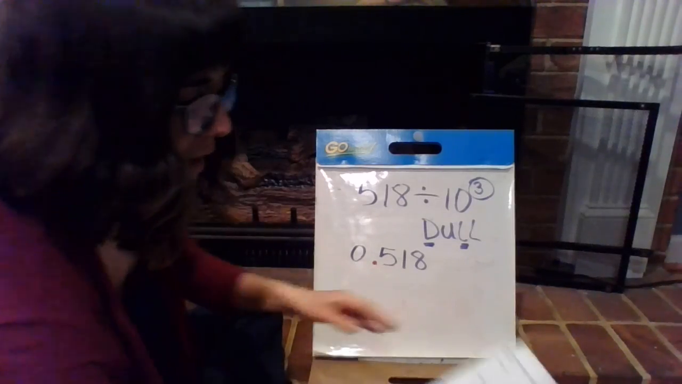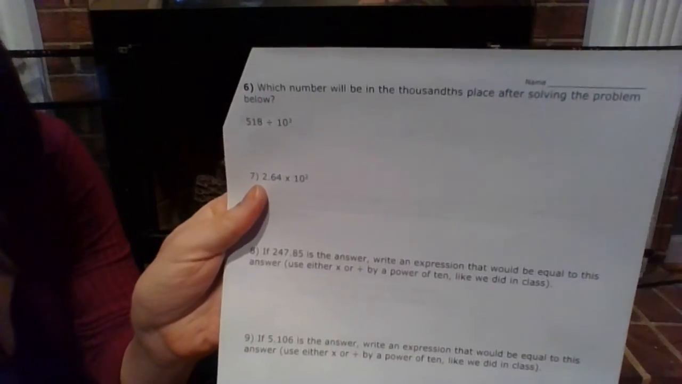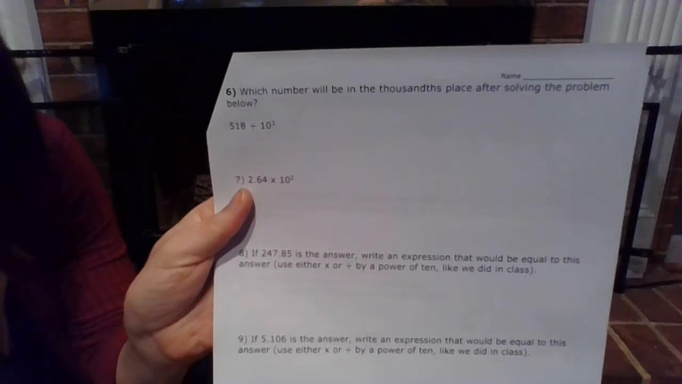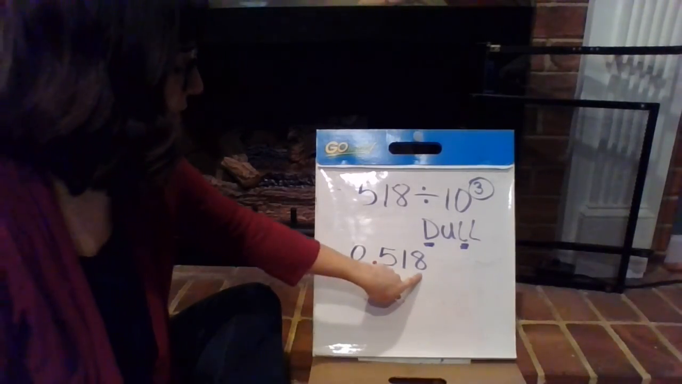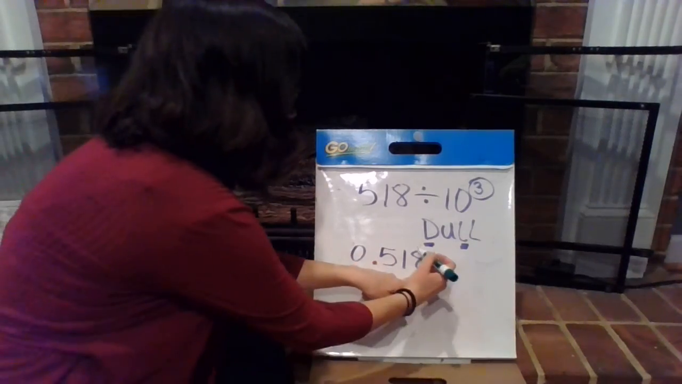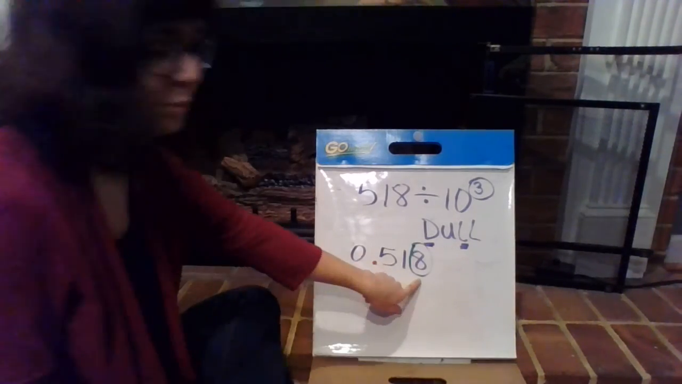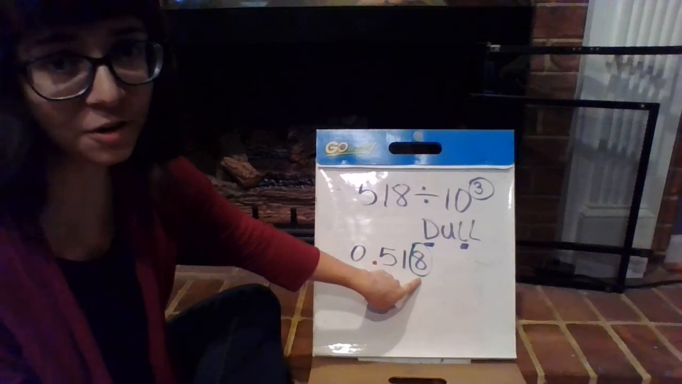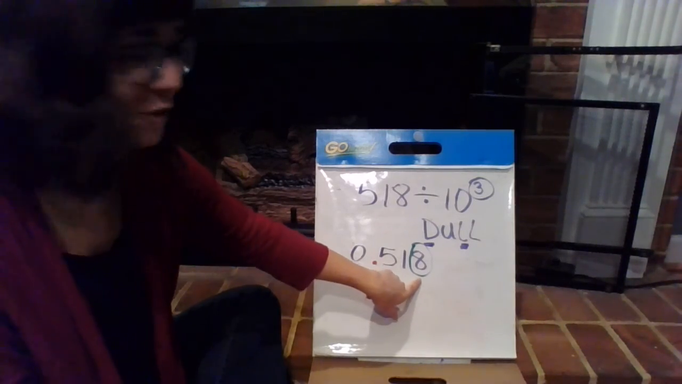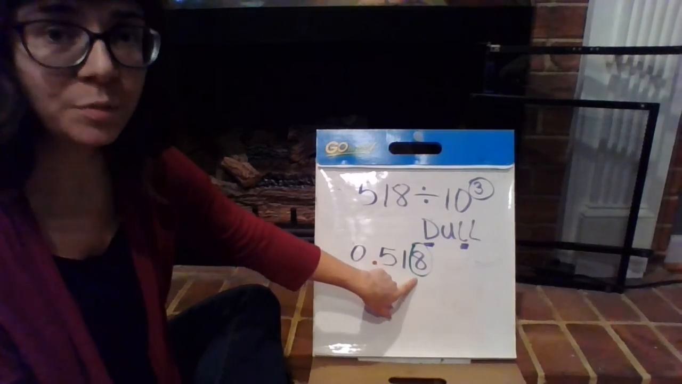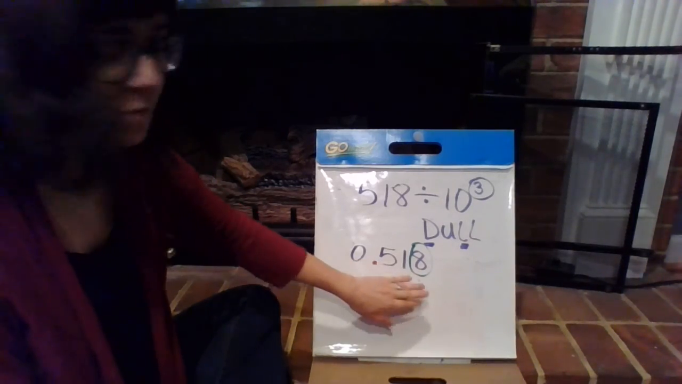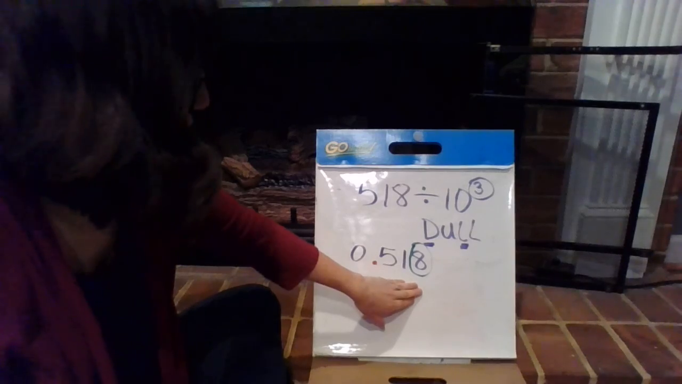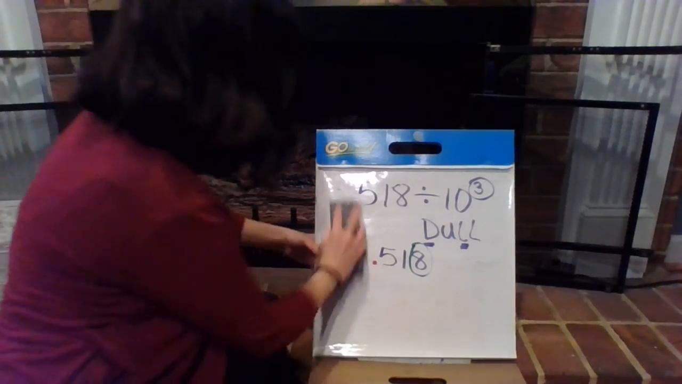Okay, so then if I go back to my question, it says which number will be in the thousandths place. So I have tenths, hundredths, thousandths. Make sure you know which decimal place is which. That's not going to go away. After 5th grade, you need to know those decimal places. So tenths, hundredths, thousandths. Okay, that's just something to kind of put in your brain. So the answer would be the digit 8.